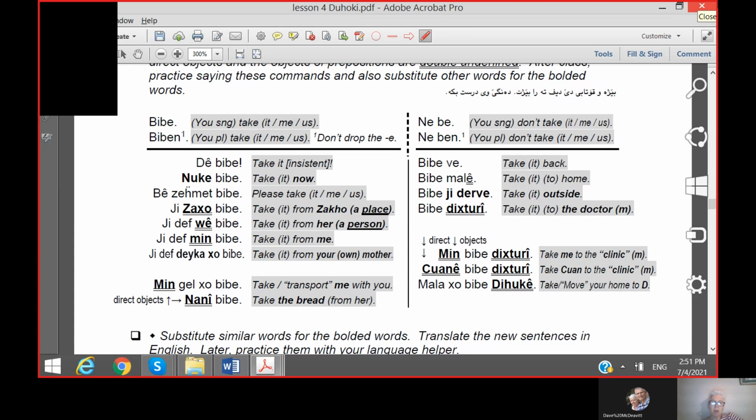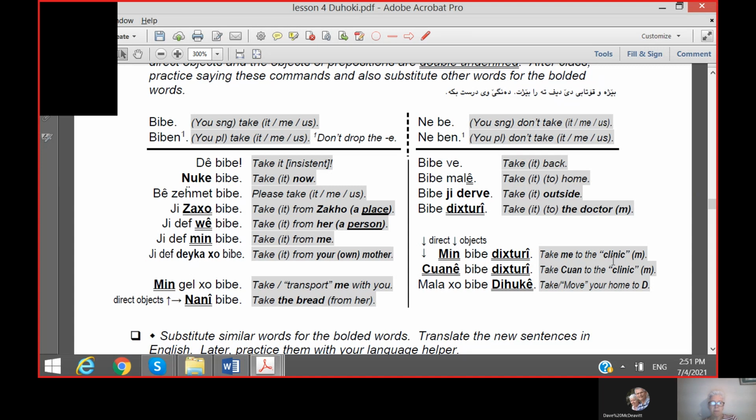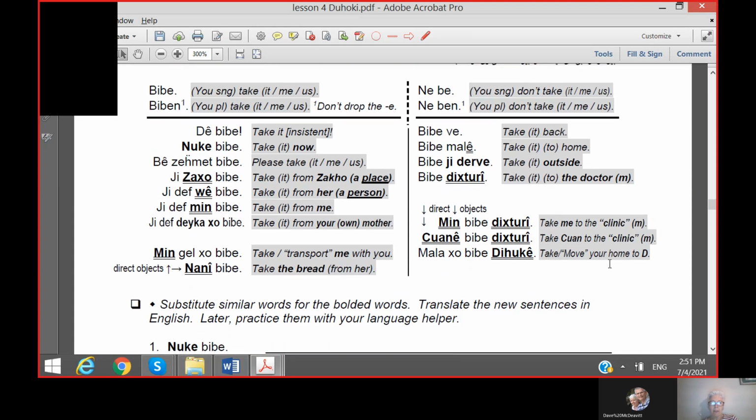Okay, so listen to these with the audio recordings, and you can substitute similar words for the bolded words, translate the new sentences in English, and then practice them with your language helper. Work with the audio recordings on this. And when I say work with the audio recordings, I mean listen and repeat.